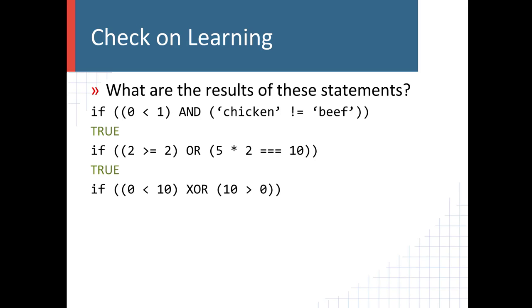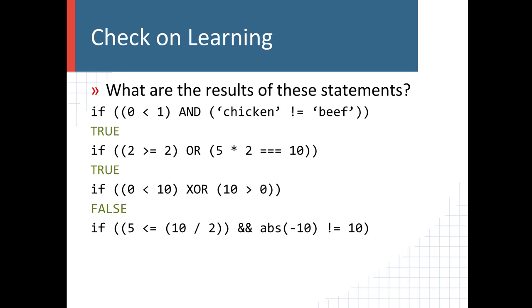Now this one's tricky. If 0 is less than 10 XOR 10 is greater than 0, will this render as true? It renders as false because both statements are true. In XOR, only one should be true, but not both.